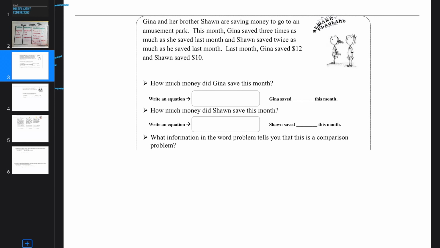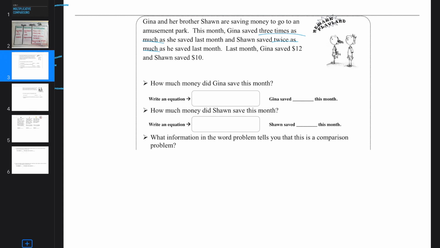So now I'm going to go through and I'm going to look for some buzzwords. Gina and her brother Sean are saving money to go on an amusement park. I don't see any buzzwords there, so I'm going to keep reading. This month, Gina saved 3 times as much. Uh-oh, there goes a buzzword. 3 times as much as she saved last month. And Sean saved twice as much as he saved last month. So now that I know what my buzzwords are, I know that I'm going to be multiplying.